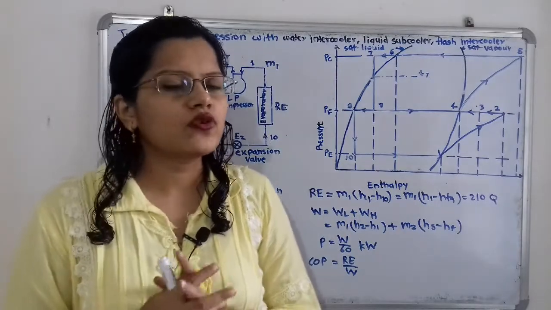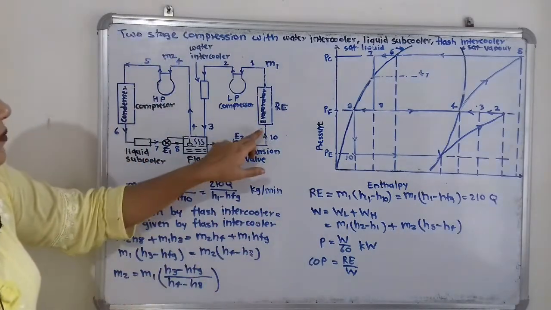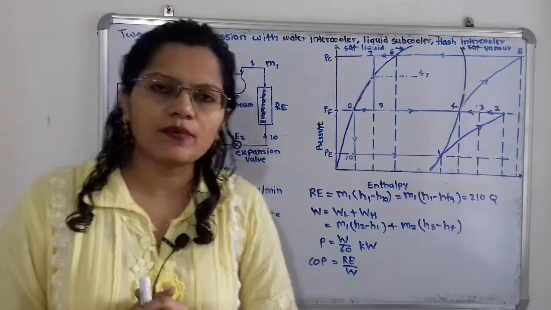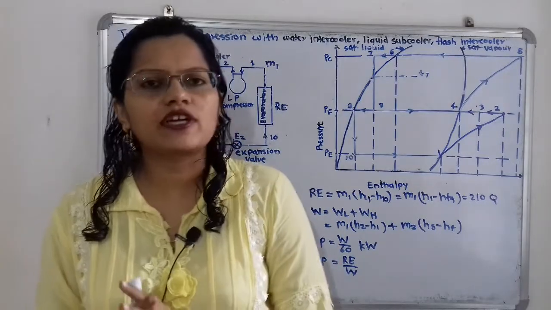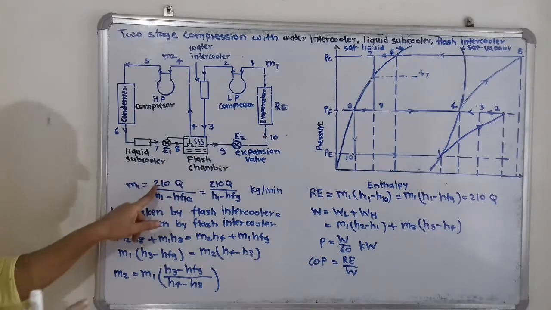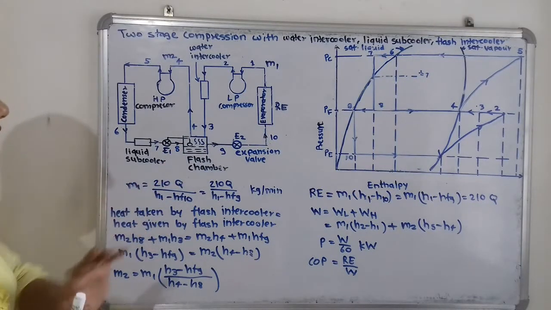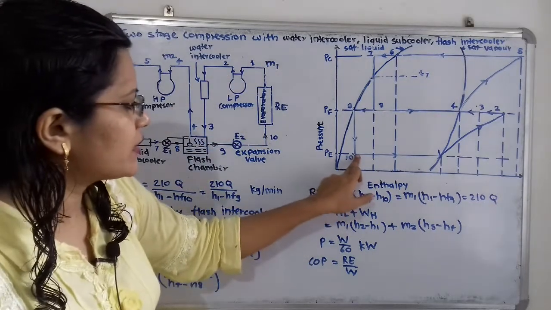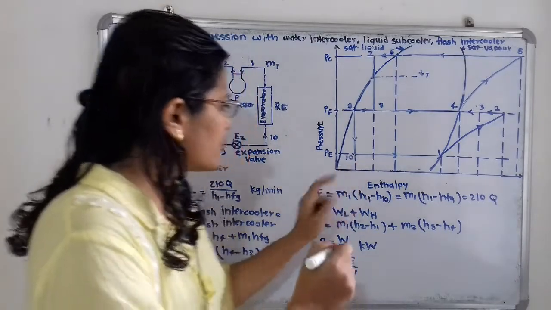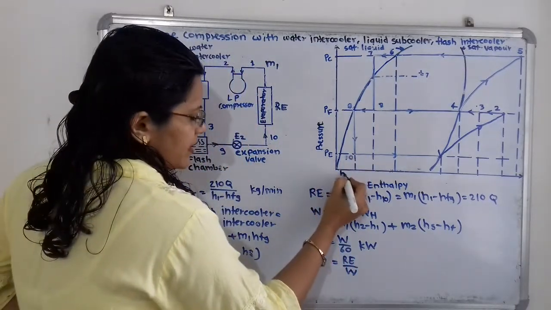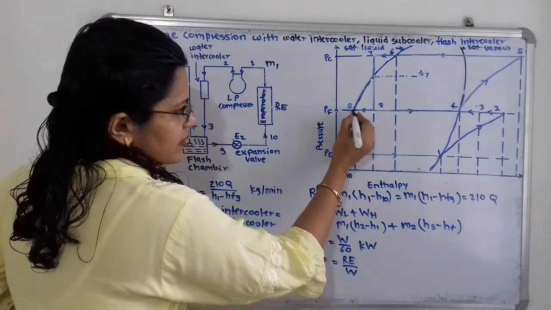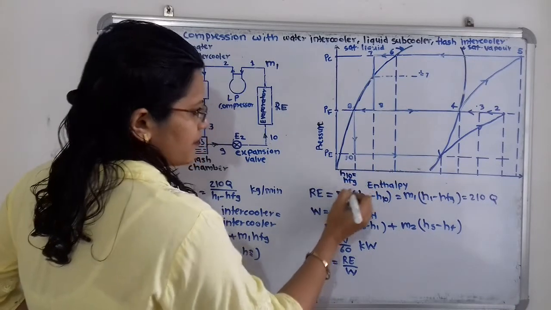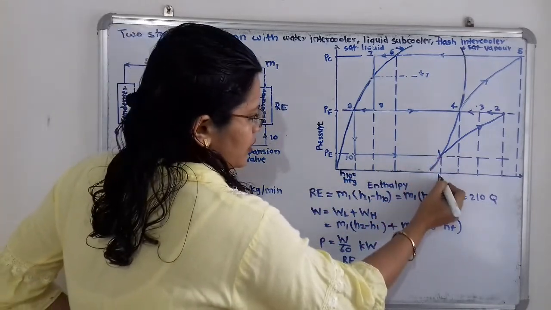So M1 is equal to refrigeration effect divided by the enthalpy difference during this evaporation process. So what is this refrigeration effect? Suppose we consider the load on the evaporator is Q, then the refrigeration effect is equal to 210 Q divided by the enthalpy difference for this process 10 to 1. So here is the point 10, where we will say the enthalpy at point 10 is H10. And here is the point 9, on the saturated liquid line, which we will say is equal to HF9. And here the enthalpy at point 1 is H1.